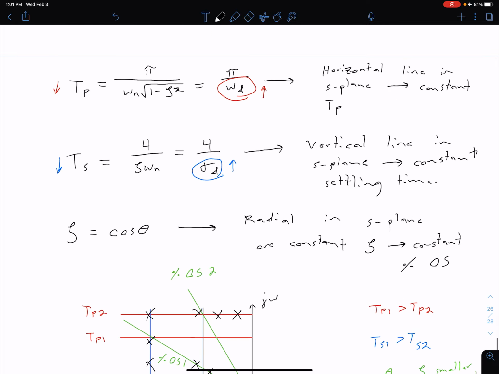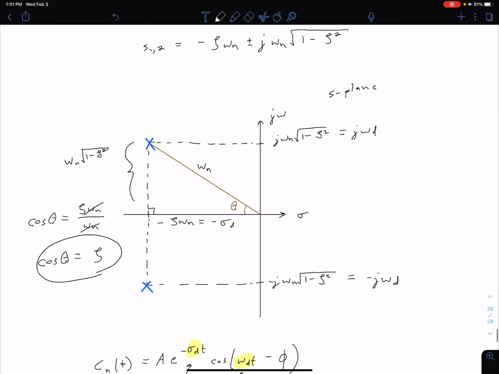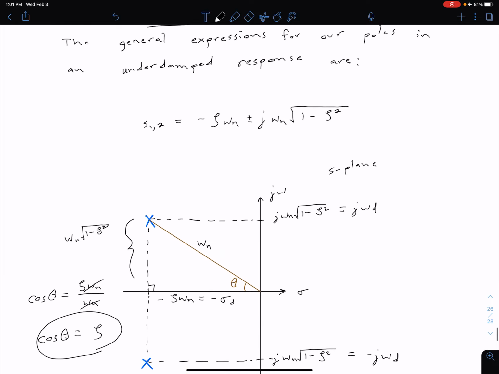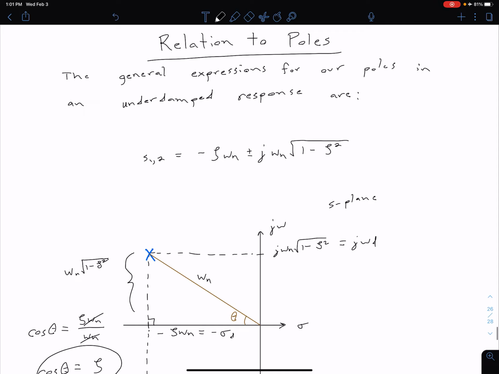But again, keep in mind, we're going to come back to this a lot, especially when we're dealing with our root locus. So if you have any questions about how we can relate our pole location to these variables and these parameters we talked about previously, definitely let me know and we'll get everything straightened out.